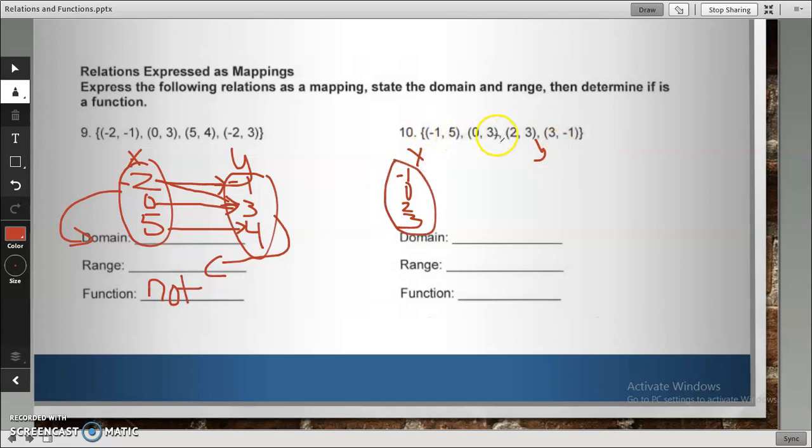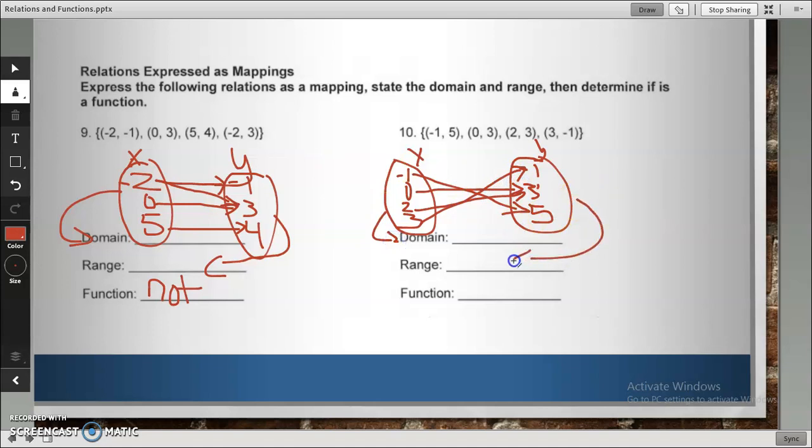For my y values, I have 5, 3, 3, and -1. So we'll say -1, 3, and 5, and I'm going to put that in my next one. So -1 goes to 5, 0 goes to 3, 2 goes to 3, and 3 goes to -1. So my domain is simply all the values in here. My range is all the values in here. So now, is this a function?